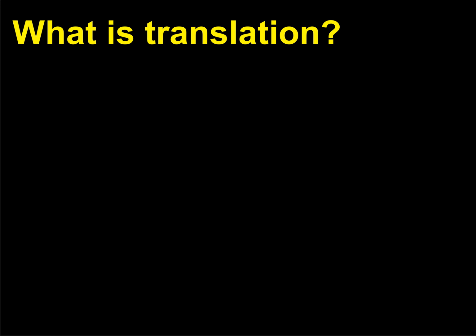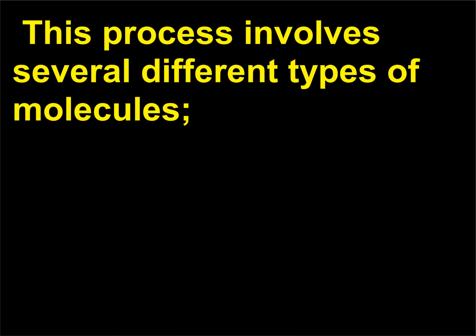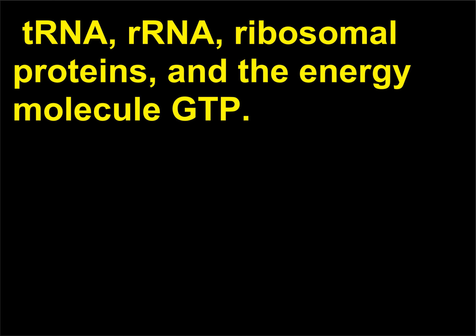What is translation? Translation is the process that produces polypeptides from an mRNA transcript. This process involves several different types of molecules: tRNA, rRNA, ribosomal proteins, and the energy molecule GTP.